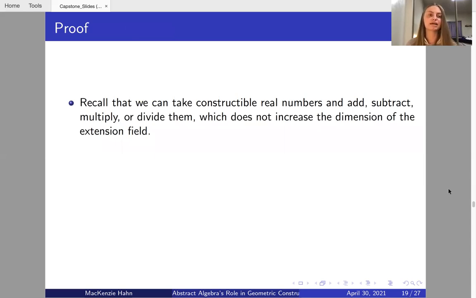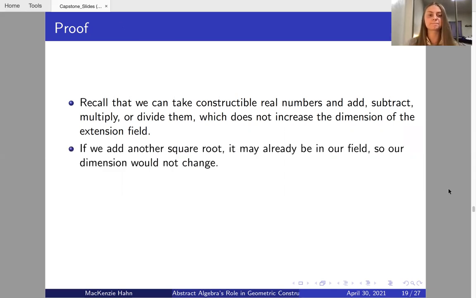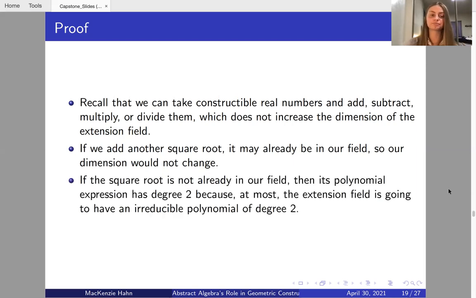So just a basic outline of this proof. We found that we can add, subtract, multiply, and divide two constructible real numbers, and that's not going to increase the dimension of our extension field. If we add another square root to our field, it might already be in that field, as in our example above with the square root of 6. So our dimension is not going to change.